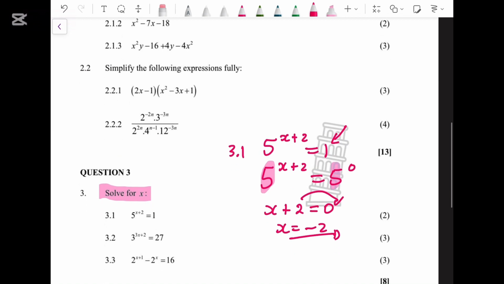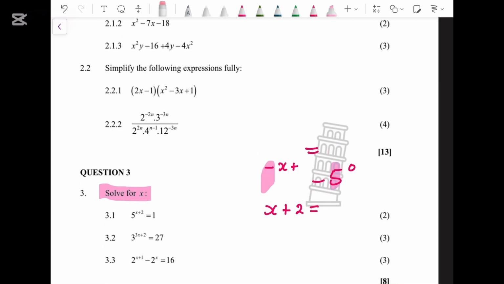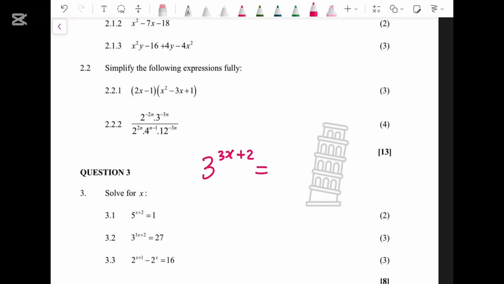Next one. We have 3 to the exponent 3x plus 2 is equal to 27. 27 is the same as 3 to the exponent 3. So now again, this is 3.2. We can see the bases are the same, therefore the exponents are equal. So we have 3x plus 2 is equal to 3.